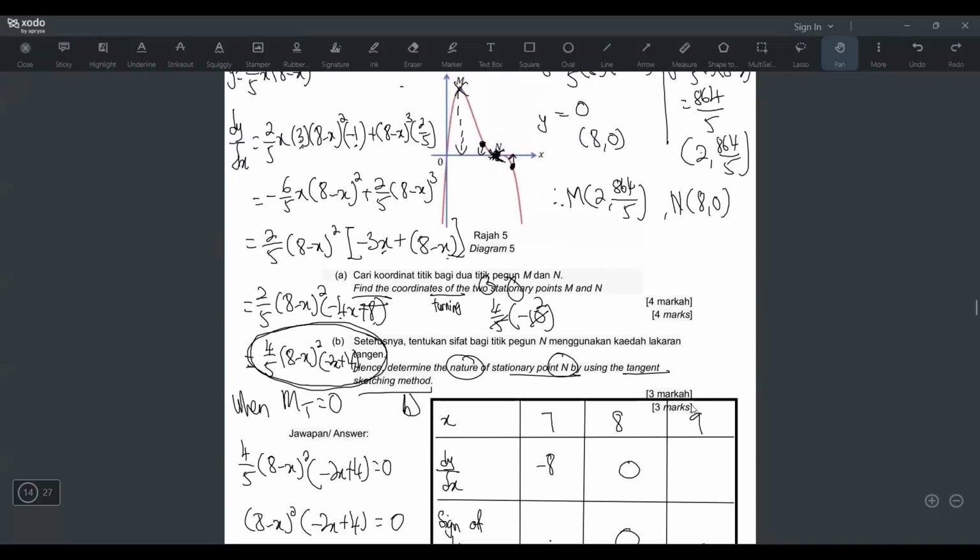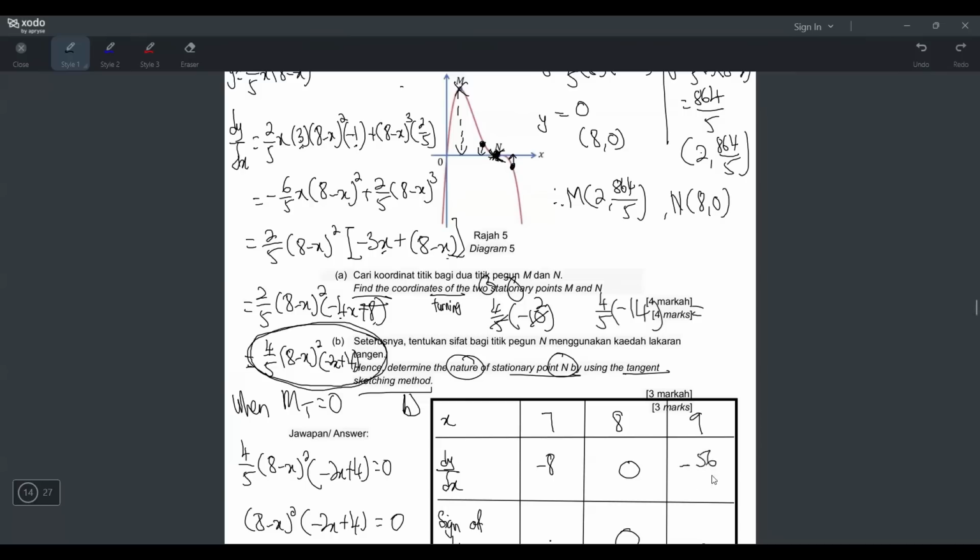All right, now I will sub 9 inside the dy dx. When I sub 9, it becomes 8 minus 9, which is negative 1. Negative 1 power 2 is positive 1. Times 4 over 5 is 4 over 5. But you have to multiply with negative 2x plus 4, and the x is 9. So 9 times negative 2 is negative 18. Negative 18 plus 4 is negative 14. You will get 4 times negative 14 divided by 5. My calculator gives me negative 56 over 5.